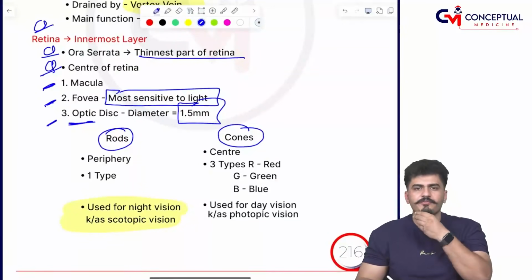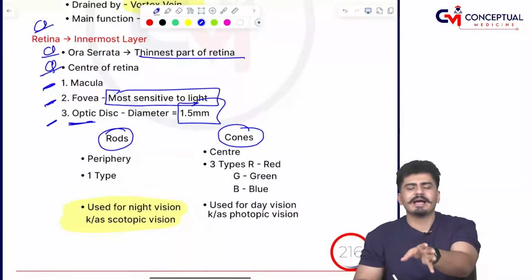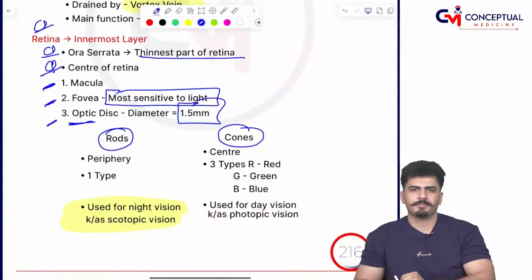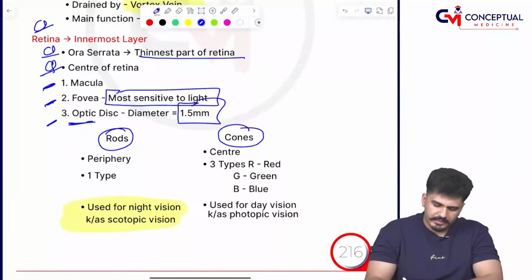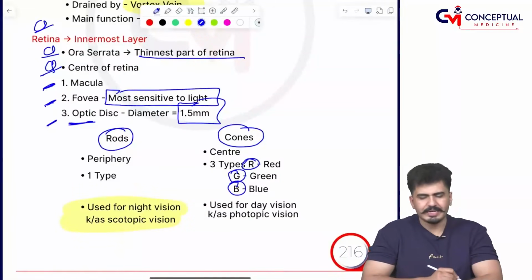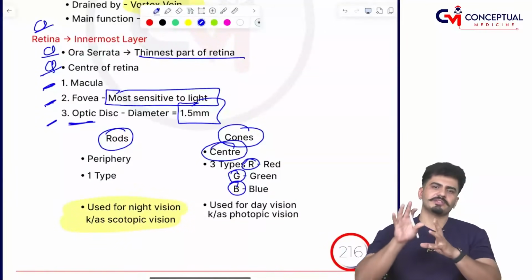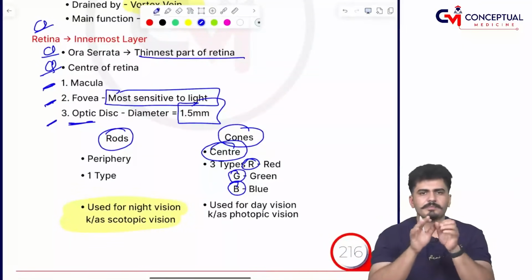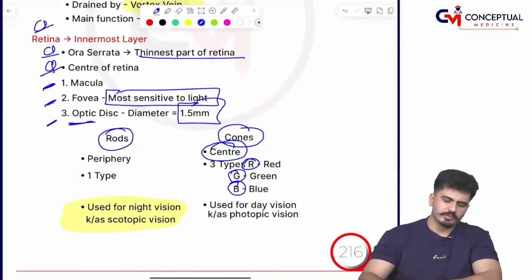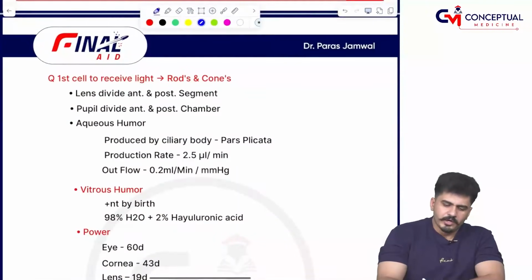And what about photopic vision? Photopic vision is by the cones. They are of three types, sir: red, green, blue (RGB), and they are present in the center. So colorful vision is by cones and black and white vision is by rods. So in total two types of cells are there, rods and cones. My dear friends, the first cells to receive light will be rods and cones.